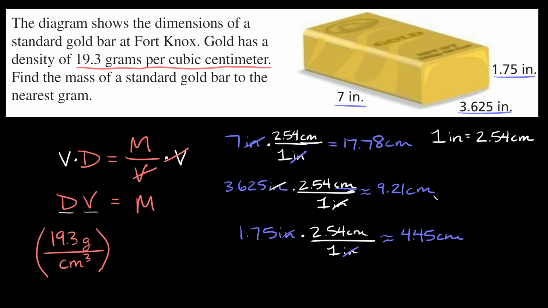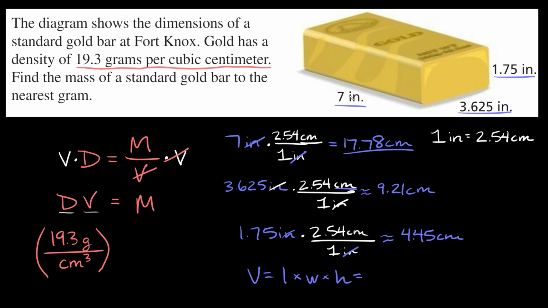Now that we converted these, we can use these dimensions to find the volume of this bar. As you can see, this bar is a rectangular prism. And to find the volume of a rectangular prism, or essentially a cube, or something that looks like a box, the volume is going to be equal to the length times the width times the height. So here, we just have to multiply all of these three dimensions together.